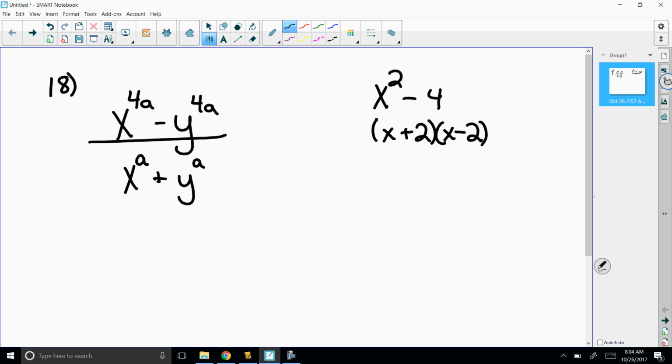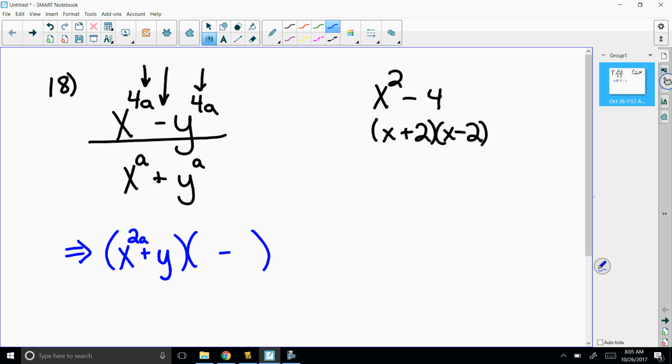So if you have the difference, which is what we have right there, of perfect squares, those are perfect squares because I can take the square root of them. It factors into the conjugates. So if I want to factor the numerator, it would factor into the conjugates. What is the square root of x to the 4a? X to the 2a. So I'd have x to the 2a plus y to the 2a, and then I would have x to the 2a minus y to the 2a.